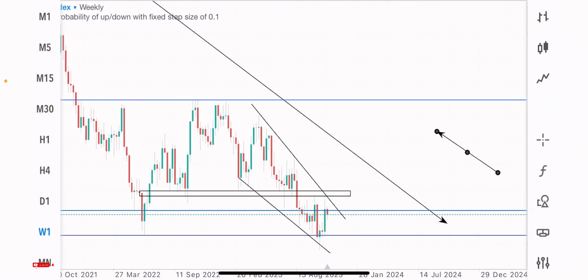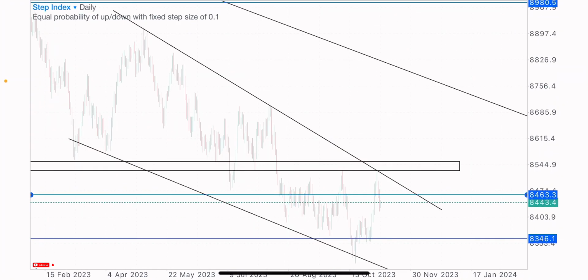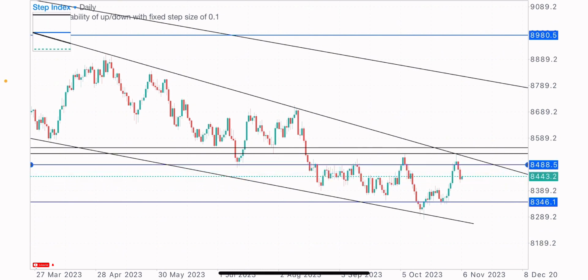So coming to the daily time frame, we can see that price is in a downtrend, clearly seen here. Price in a downtrend, creating lower highs and lower lows. So we got the highs of this index at this point.